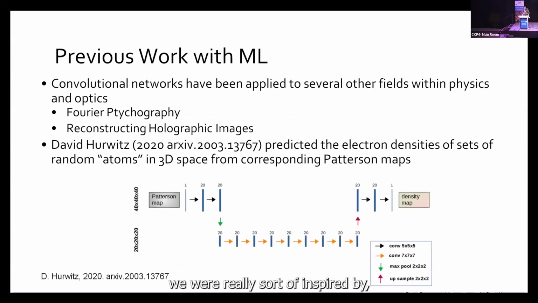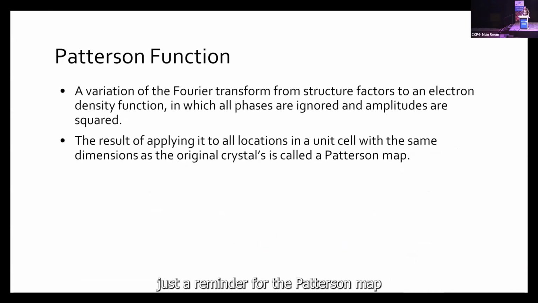We were really inspired by a preprint from David Hurwitz, where he looked at random groups of 10 atoms and then tried to phase them from Patterson maps using a convolutional network. Just a reminder, the Patterson map is a Fourier transform that doesn't require the phases, and it just uses the squares of the amplitudes.